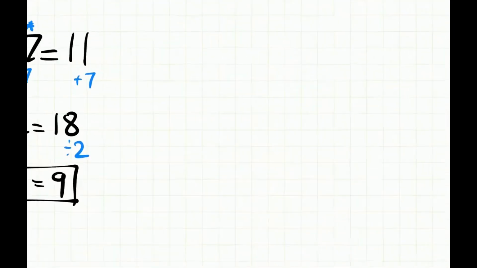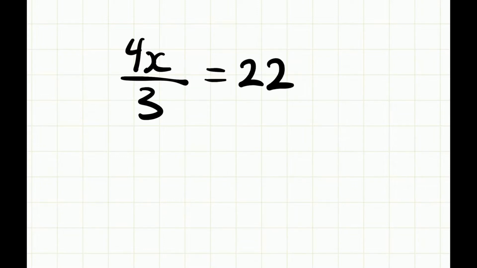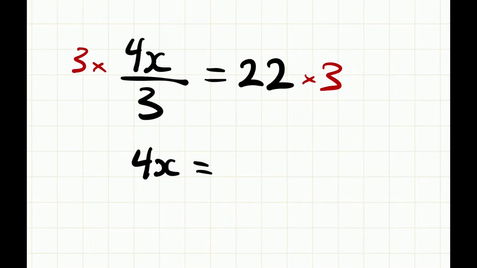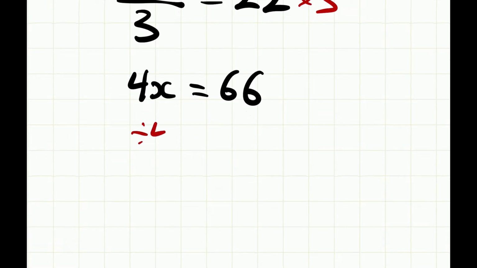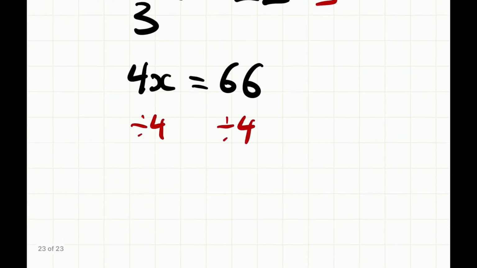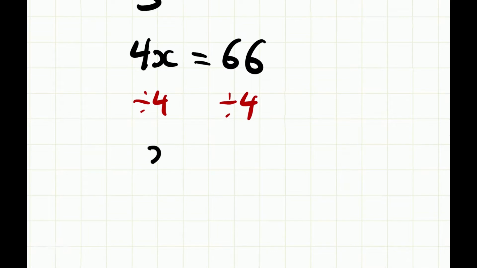Okay, good. Let's have a look at another example. Let's say this time we might have something like 4x on 3 is equal to 22. In this case, once again, 2 steps involved. We need to get rid of the 3 and then the 4. Let's get rid of the 3 by multiplying both sides by 3. When we do that, we'll get 4x is equal to 22 times 3, which gives us 66. And then we'll wrap up by dividing both sides of our equation by 4. And when we do that, we get x is equal to 66 on 4.